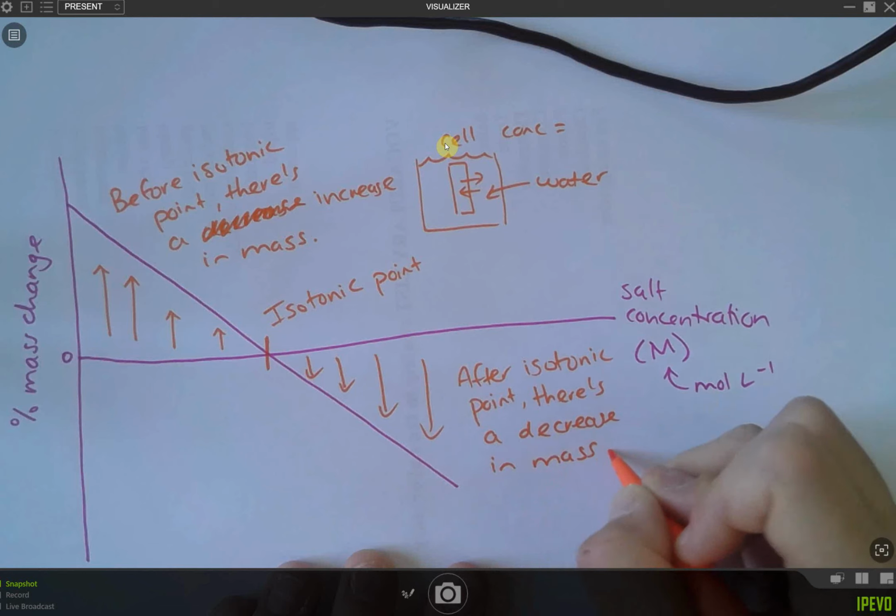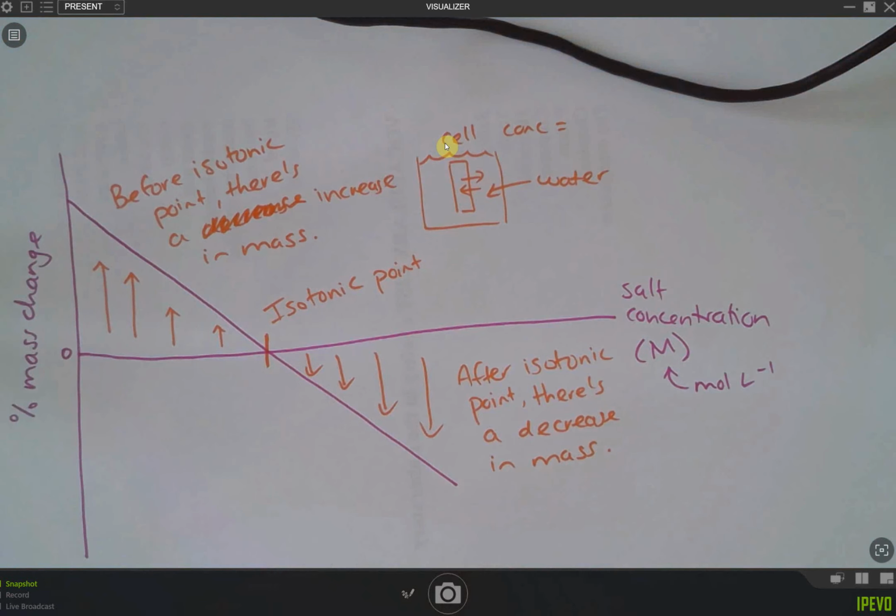So I just want you guys to be careful when you're stating your trend that you are looking at it carefully and not just stating the trend of the line, because I don't want you just to say the mass decreased, because the mass decrease is not the correct trend. The mass decreased in some cases, it didn't decrease in all cases. Does that make sense? So be careful.